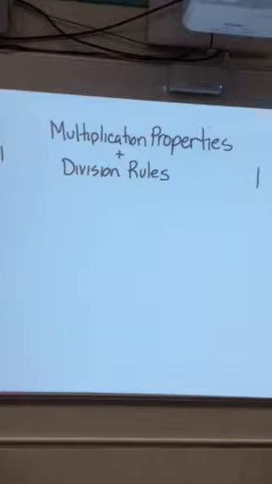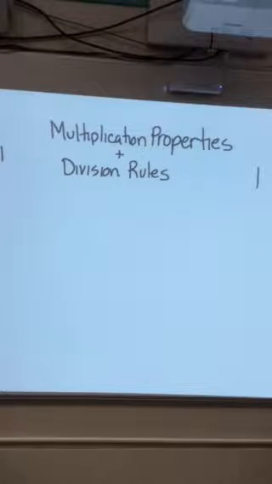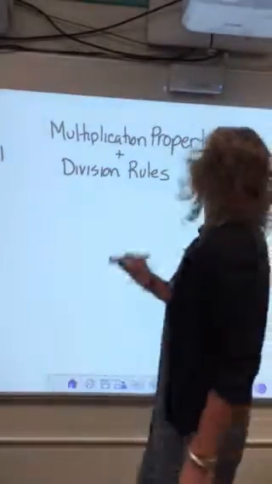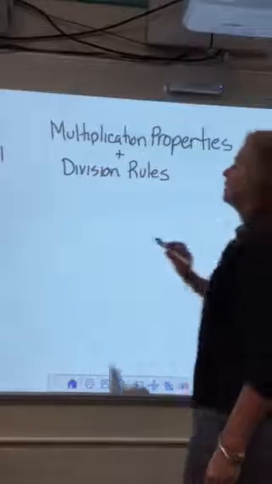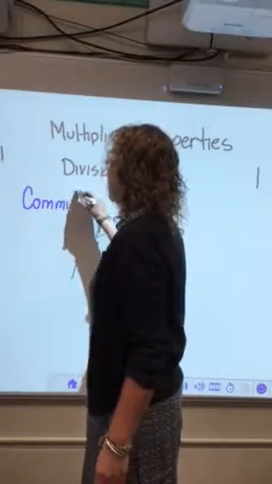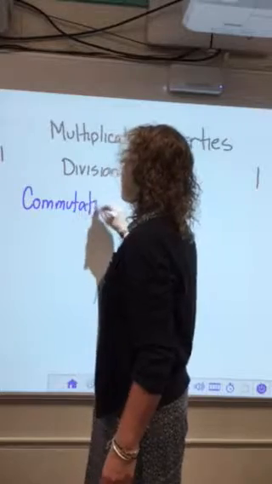All right, boys and girls, we have talked about some addition properties and some subtraction rules, but now I want to remind you of some multiplication properties and division rules. We're going to start with multiplication properties because the first one is so familiar to you. I think I've learned how to spell it. Commutative property.